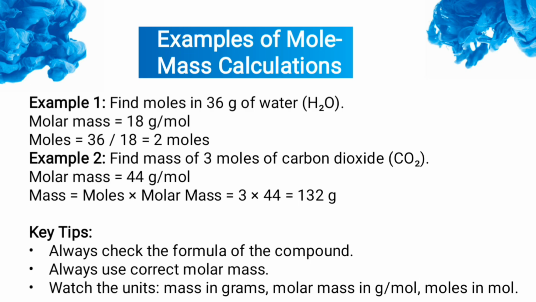And example number 2: find mass of 3 moles of carbon dioxide CO2. So we know molar mass of CO2 is equal to 44 gram per mole. Mass is equal to moles multiplied by molar mass. It is equal to 3 multiplied by 44, which gives 132 grams.